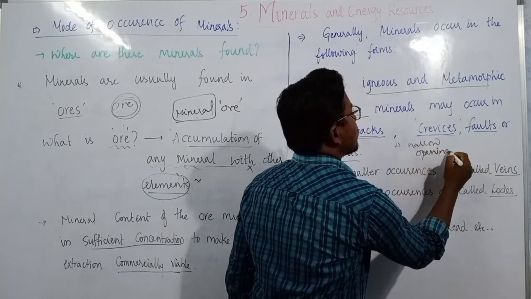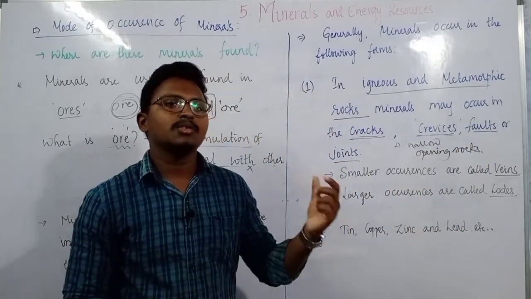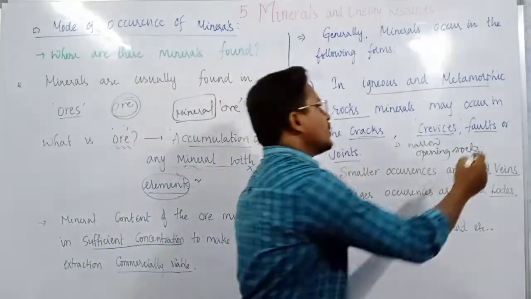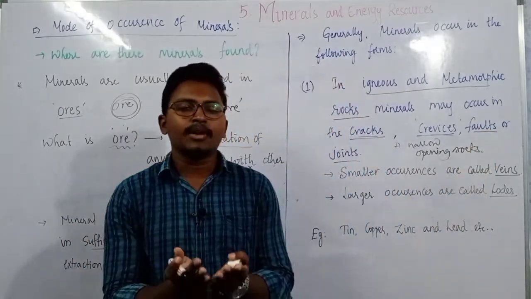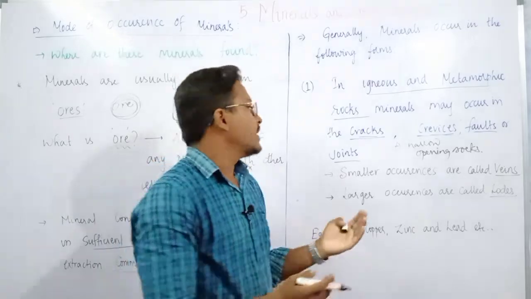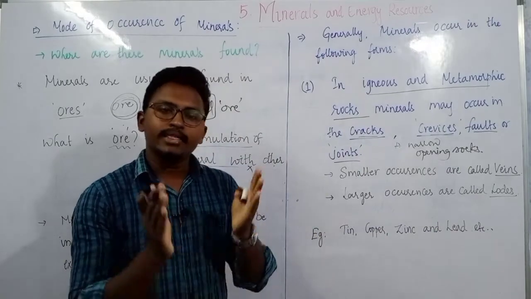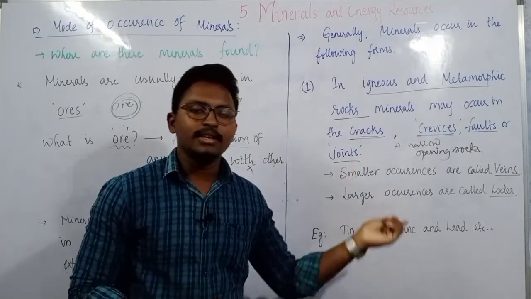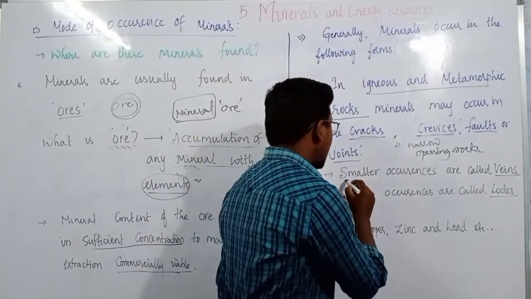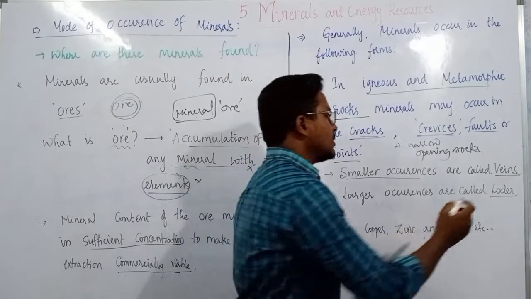So a narrow opening on the rocks, we call it crevices. So it may occur in the narrow openings of the rocks, or faults, meaning sometimes you see some kind of separation on the earth's surface; there also you can find them. And sometimes on the joints, where the earth may collide, in those places also we can find these minerals.